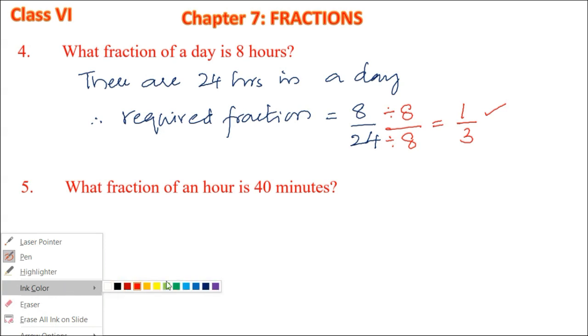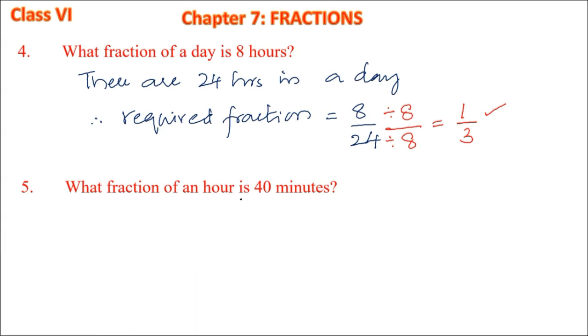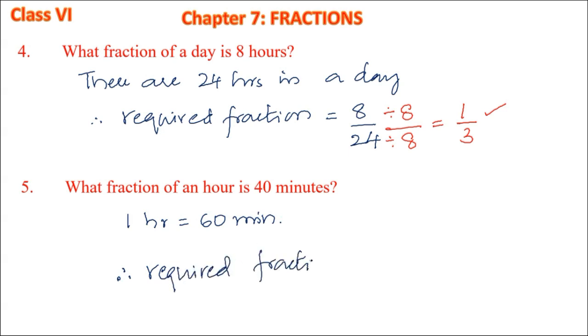Question 5. What fraction of an hour is 40 minutes? We all know that there are 60 minutes in an hour. So 1 hour will be equal to 60 minutes. This is known to us. Therefore, the required fraction is 40 upon 60. We can further simplify this and we can divide both numerator and the denominator by 20. We'll be getting 2 by 3. So 2 by 3 is the required fraction.